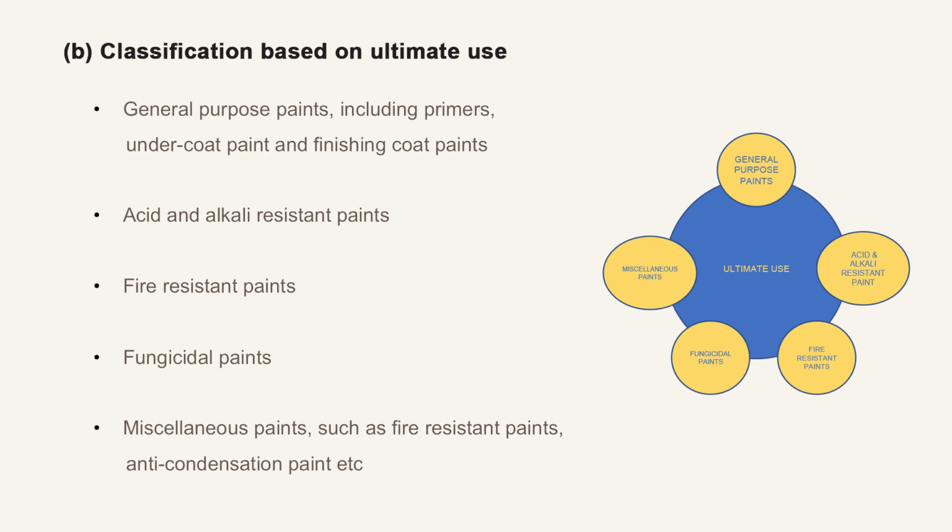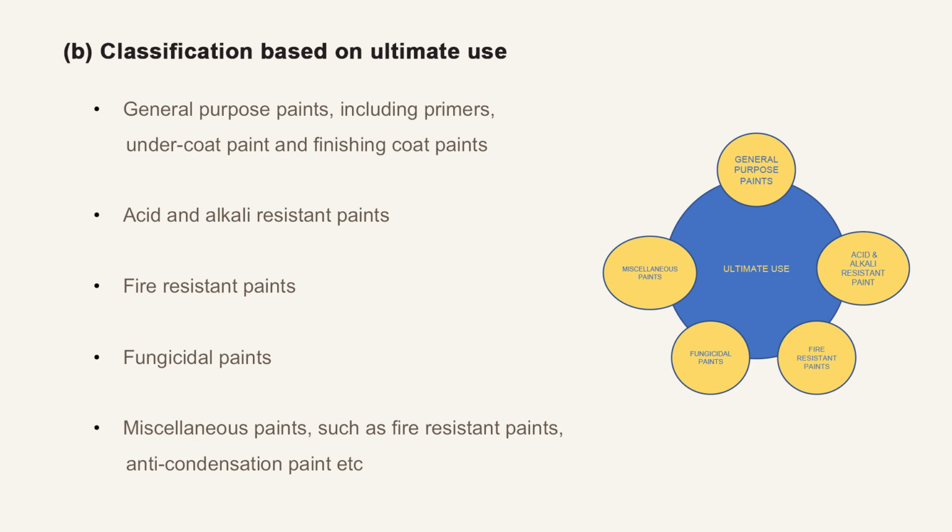Next, let us look at how paints are classified based on the ultimate use. This is all about what the paint is meant to do once it is applied. So, first, the general purpose paints. These include primers, undercoats and finishing coats that are used for everyday painting purposes. Next, we have acid and alkali resistant paints. They are used in environments where the paint needs to withstand harsh chemicals. Next, we have fire resistant paint designed to resist flames. These are important for safety purposes.